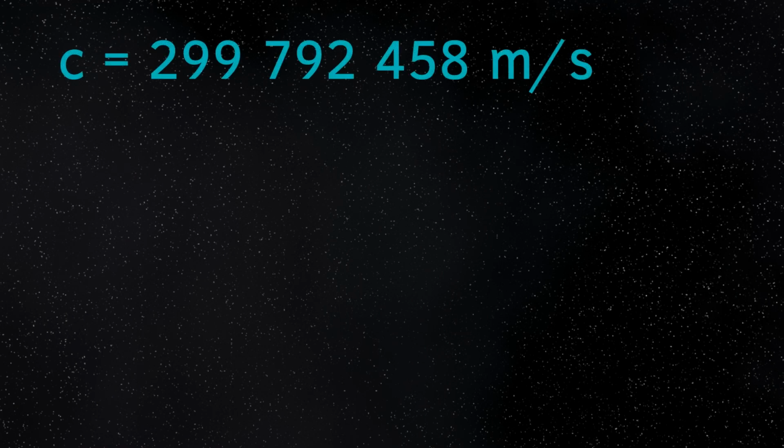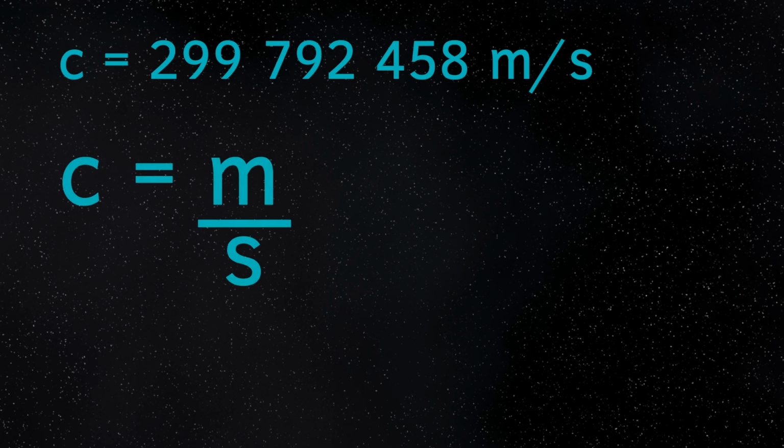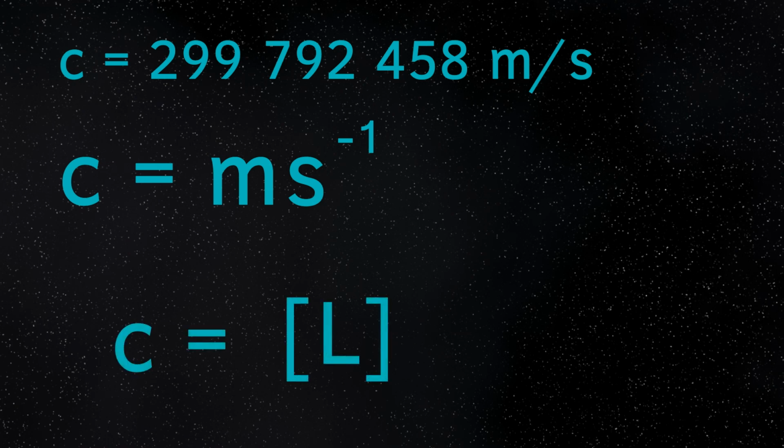Next on to the speed of light, and this one's quite easy. The speed of light is 299,792,458 meters per second, which is, by bringing the s up to the top, meters seconds to the minus 1. This then is our length measurement and time to the minus 1.